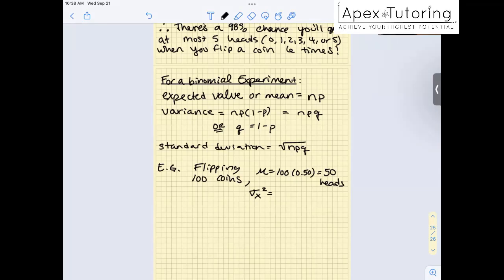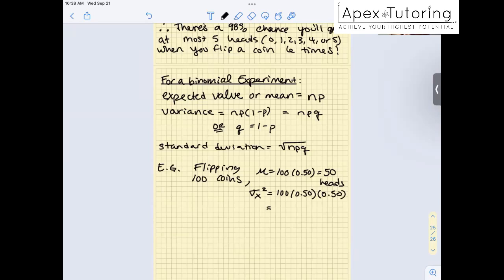Isn't it the sum of x minus mu squared times p of x? So for a binomial experiment, we're just going to follow this equation right here for variance. Okay. So how would we fill that out? So the n is 100 and the p is 50, if I'm not wrong, and the other one is 1 minus 50. Right, which ends up being 50 as well.